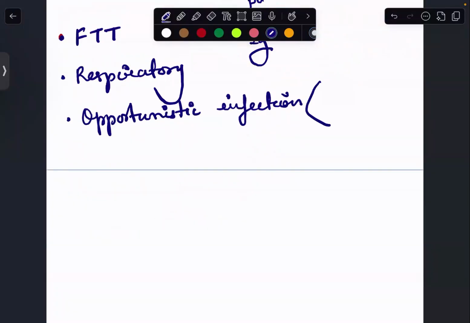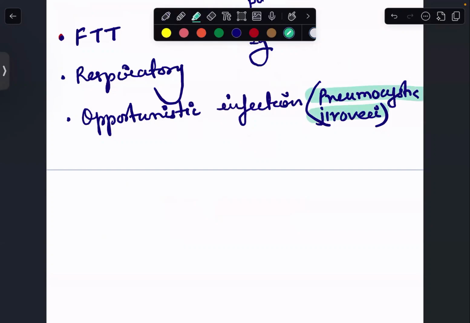This is very important. Pneumocystis jirovecii. Before it was called Pneumocystis carinii. Now we don't call it that. We call it Pneumocystis jirovecii. And they will ask this name of the organism very, very frequently.